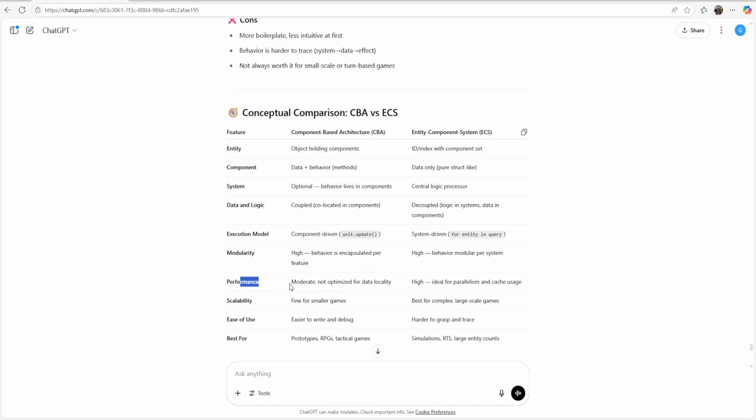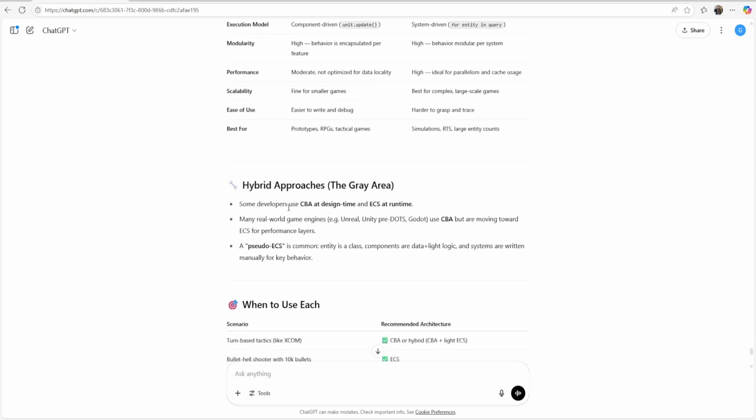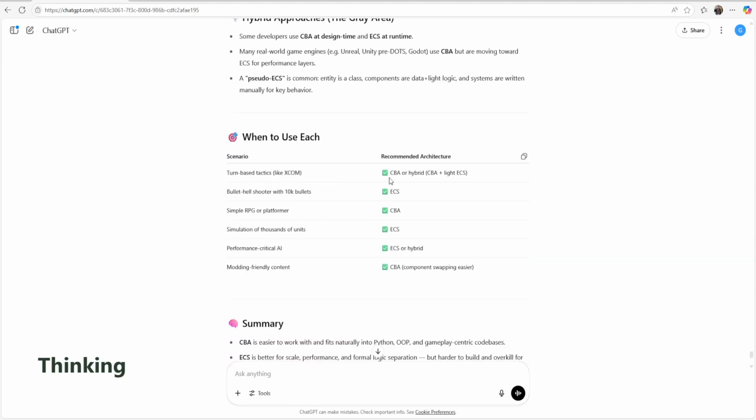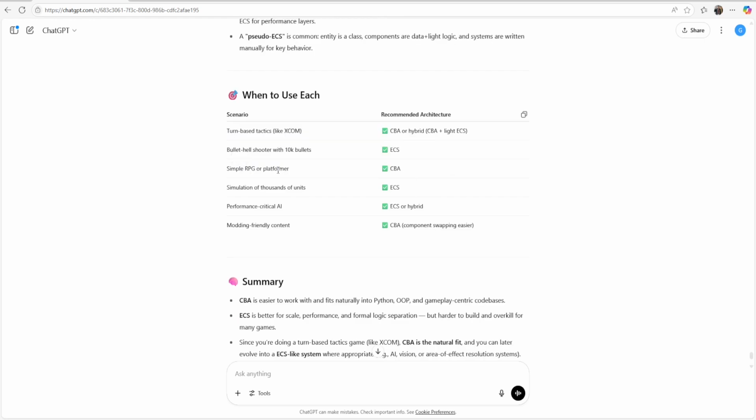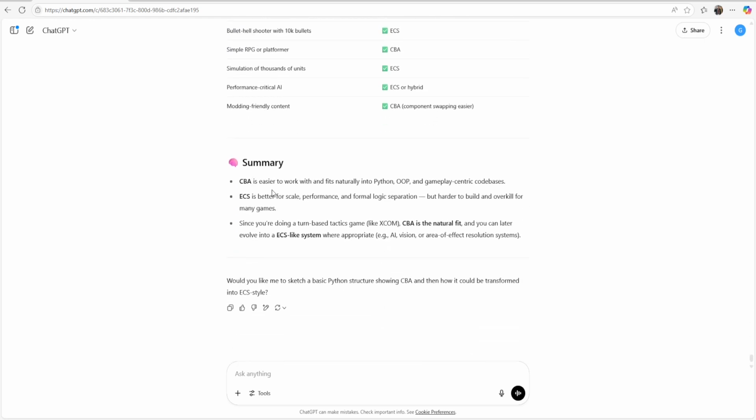I don't think we are too worried about performance at the moment. The data and the logic being coupled in the component is not much of a problem for us. We also need something to trigger everything, but inside each object it will be triggered by the components. For our turn-based statics, we can use CBA or a hybrid, light ECS. Let's see a little bit more about that. I think CBA is simpler, so it should be our starting point, and maybe we go towards ECS if it scales, or maybe go to a hybrid.